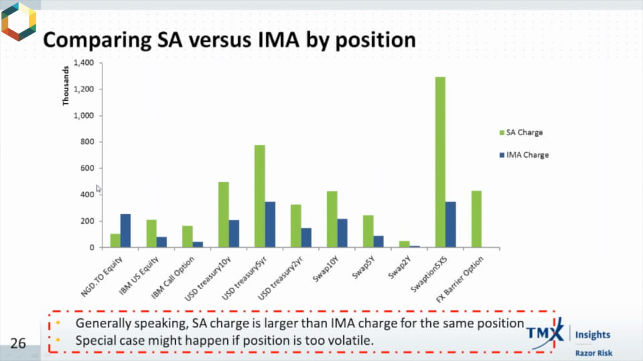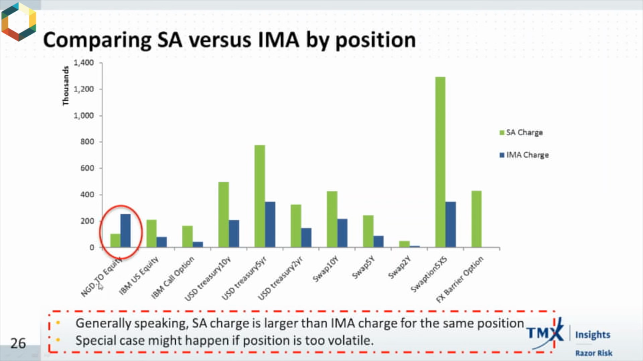So this is the capital charge comparison between the standard approach and the IMA approach. As we can see, generally speaking, standard charge is much larger than IMA charge. The green one is the standard charge and the blue one is the IMA charge. However, a special case may happen if the position is too volatile.